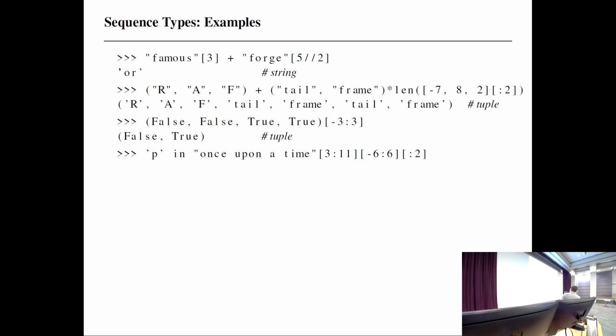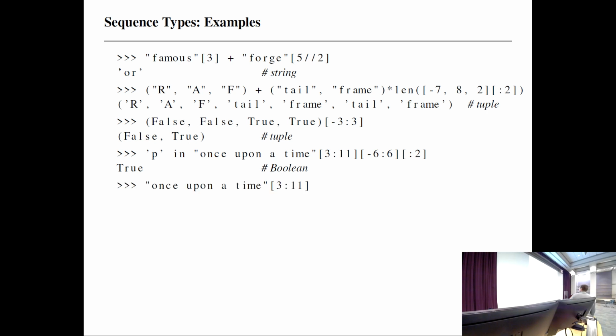Well, the first thing I'm going to do is extract the subsequence from 3 up to but not including 10. That'll give me a substring of this. And then on that substring, I'm going to extract a substring from minus 6 up to but not including 6. And on whatever that returns, I'm going to extract the first 2 characters. So I'm going to have to apply each of these indexing operations one after the other to this string to figure out if that P is in whatever remains. All right? The answer is true.